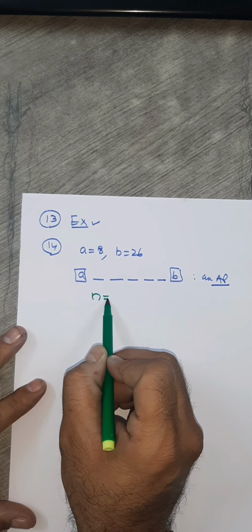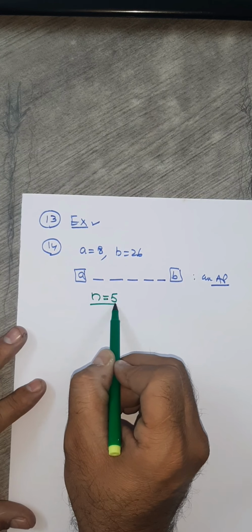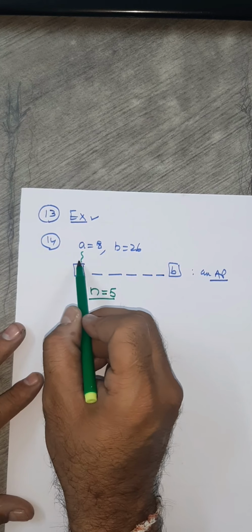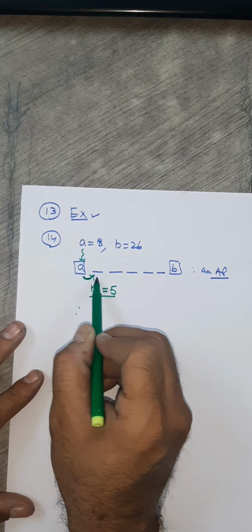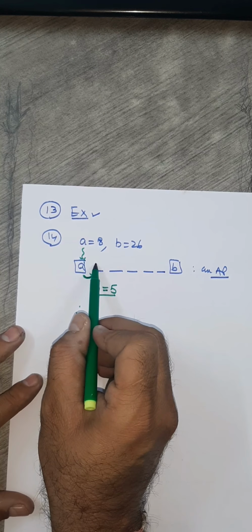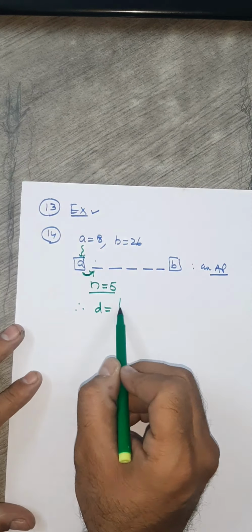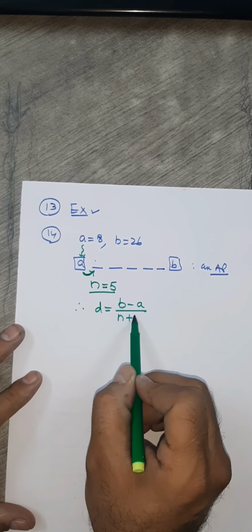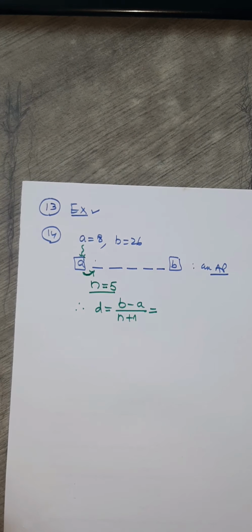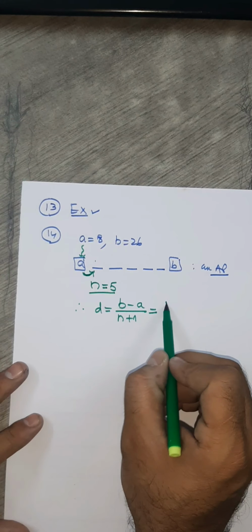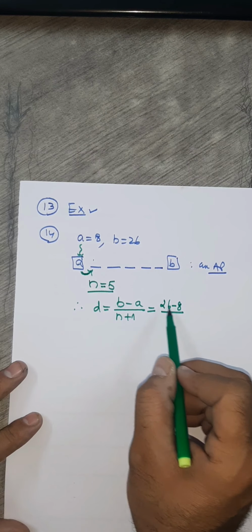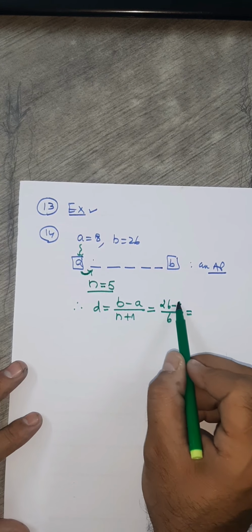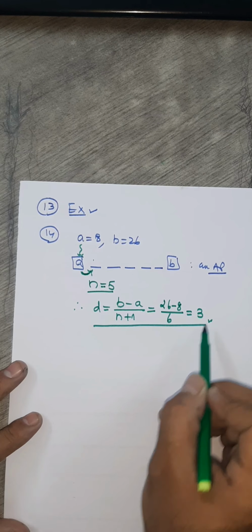So n equals how many numbers you are asked? 5 numbers. Okay, this is 8, this is 26. So you just need to get the common difference. Once you get the common difference, you have A, so you'll get this. Now here you have the prepared formula for common difference, B minus A upon n plus 1. So what will we get from this? 26 minus 8 upon 6. So this would be just 18 by 6, so 3. So d is 3 here, common difference.